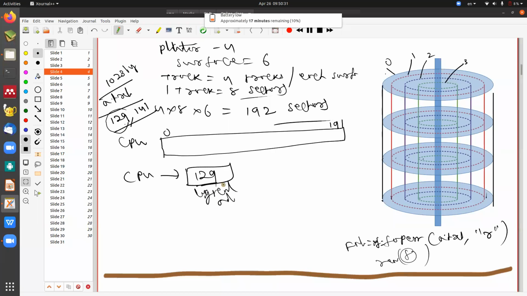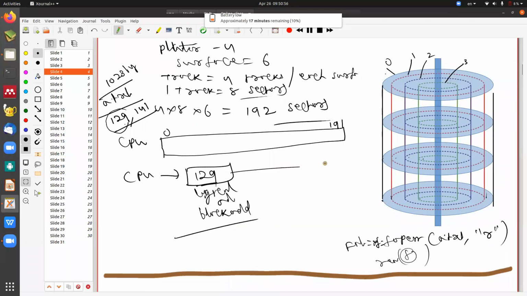But this logical address has to be converted to a physical address. As per the hard disk, what is the physical address? कौन सा नंबर सरफेस का, कौन सा नंबर ट्रैक का, कौन सा नंबर सेक्टर में 129 है कि नहीं, वो है आपका फिजिकल एड्रेस कि नहीं. Are you getting my point? And this is called as a block address.